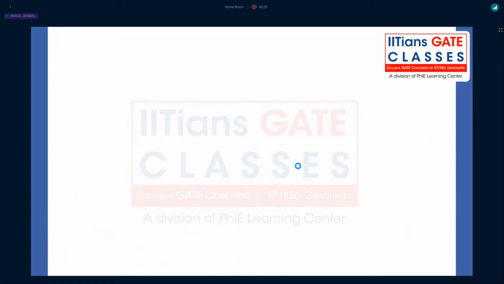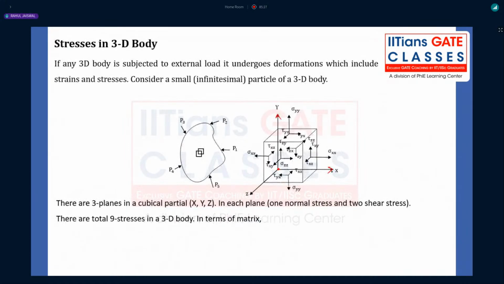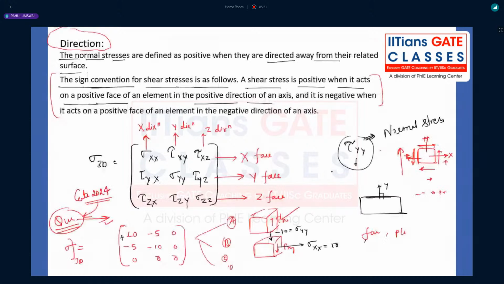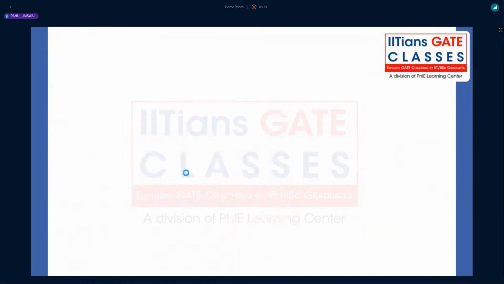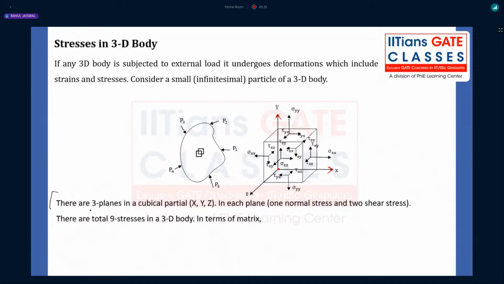Now, this is nothing but a 3D body, and in a 3D body, I told you how many total stress components there are. Nine, right? That is what they have written. There are three planes, X, Y, Z. On each plane, one normal stress and two shear stresses will be there, right? As you can see here, each plane will be considered as one.